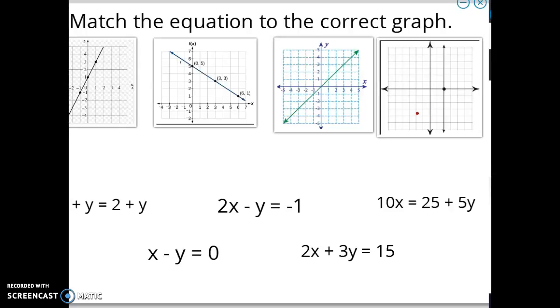On part 2, we're going to match these equations to the correct graph. So take a look here, solve each equation for y, and be prepared to match the graph.